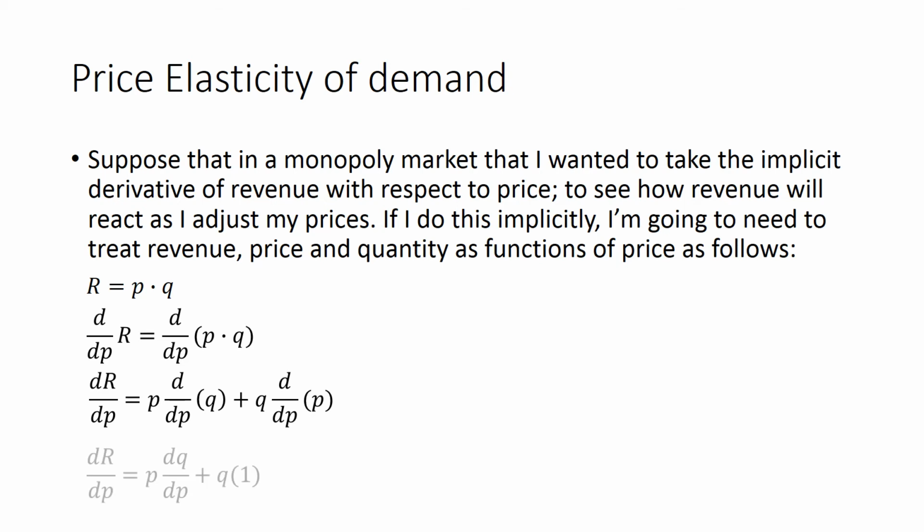Replacing those derivative quantities as we did inside of the last slide, that tells me that the rate of change of revenue with respect to price is equal to P times the rate of change of quantity with respect to price plus Q times 1, the derivative of a variable with respect to itself. That's always 1. That's what we're going to do.